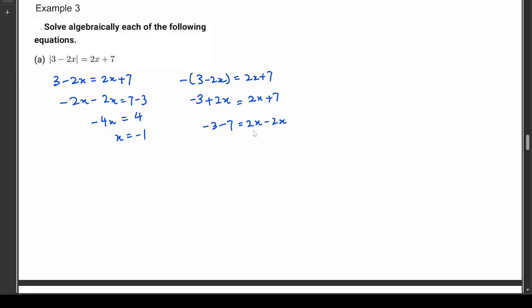Now, you see here, this is 2x minus 2x. So basically, there is no x, right? Because 2x minus 2x is basically 0. So this one you can say no solution, right? Or no answer. So the answer is only x equals to negative 1.